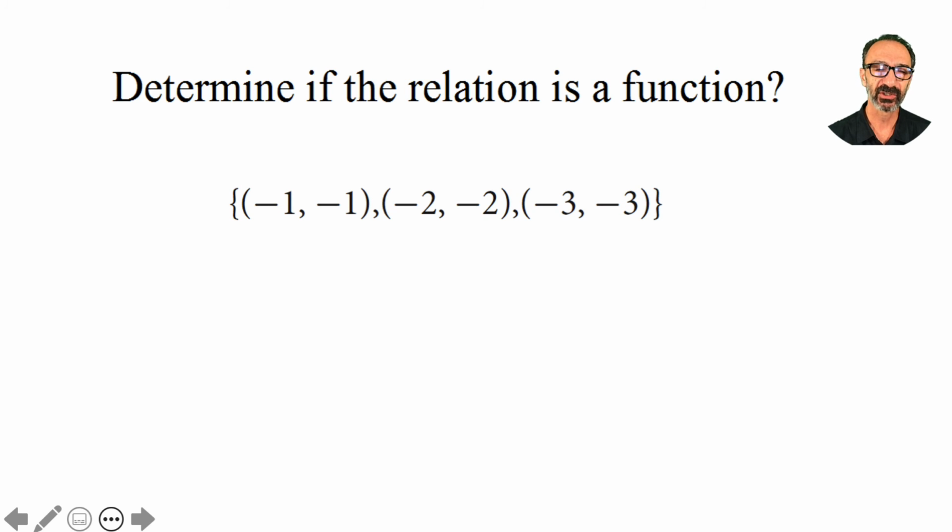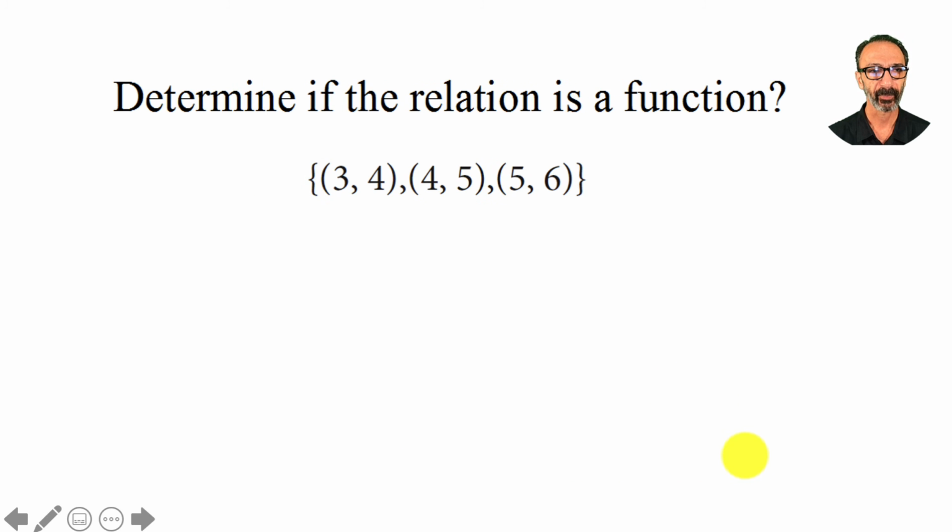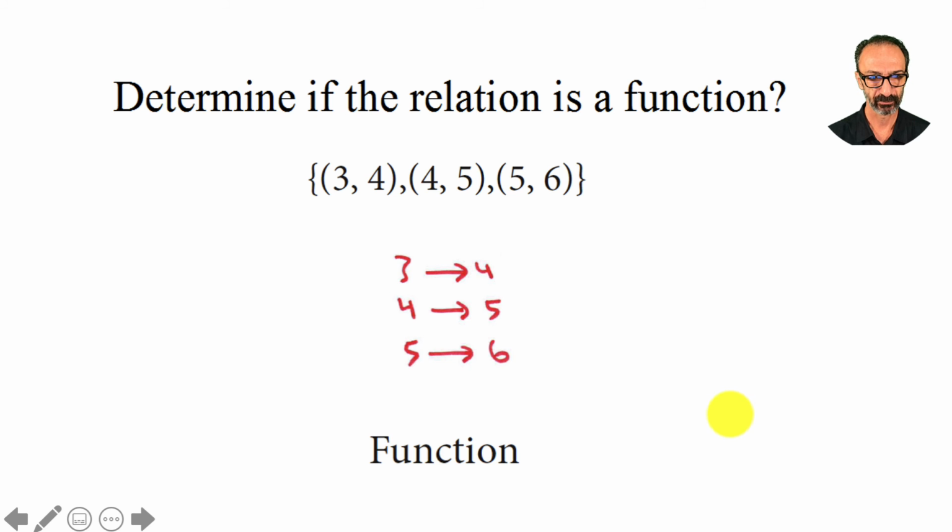Determine if the relation is a function. Well, looking at the inputs and outputs, I have negative 1 is taking me to negative 1. I have negative 2 is taking me to negative 2, and negative 3 is taking me to negative 3. If I look at it from a different point of view as a mapping, every input has exactly one output, so that's a function.